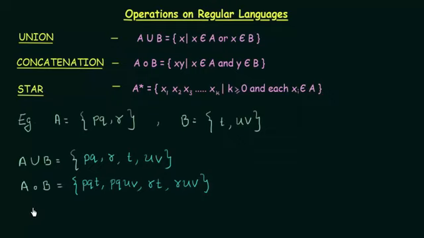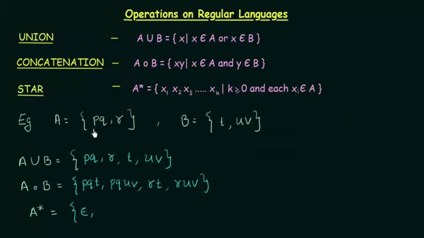And coming to the last one, which is star operation, A star. So what is A star? As I told you, in star operation there is only one set involved. So A star means I can take as many symbols from that set and I can join them together in any way I like. So in A star, what are the elements that I can have? I would first write epsilon. Epsilon, as I already told you in the first lecture, means the empty string. So the empty string also is a part of A star.